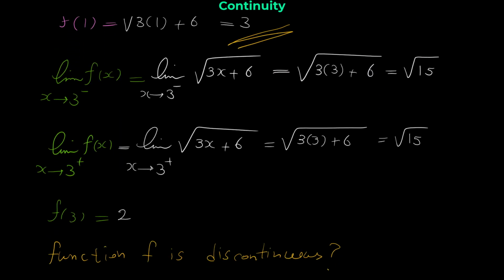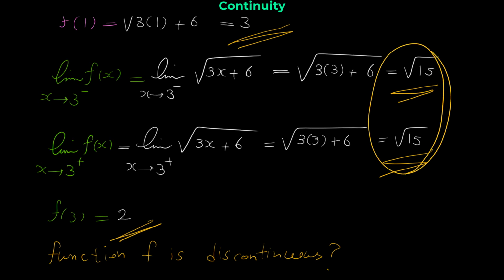But if you look at the left limit, right limit, and f of 3, what do you notice? The limit of f of x when x approaches 3 exists, so the function satisfies one of the conditions of continuity. But the problem is that the limit is different from the value. The limit of f of x is not equal to f of 3. So f is not continuous at 3.